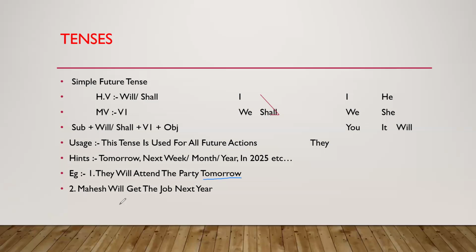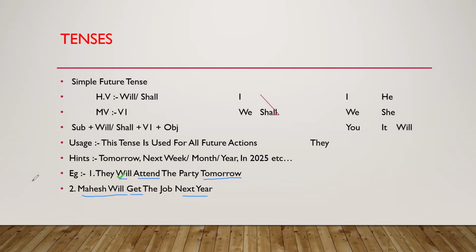Now let's see example 2. Mahesh will get a job next year. So here next year is the keyword for the second statement. Let's be clear: here will is the helping verb and get is the main verb, V1. In the above example also, will is the helping verb and attend is the V1.